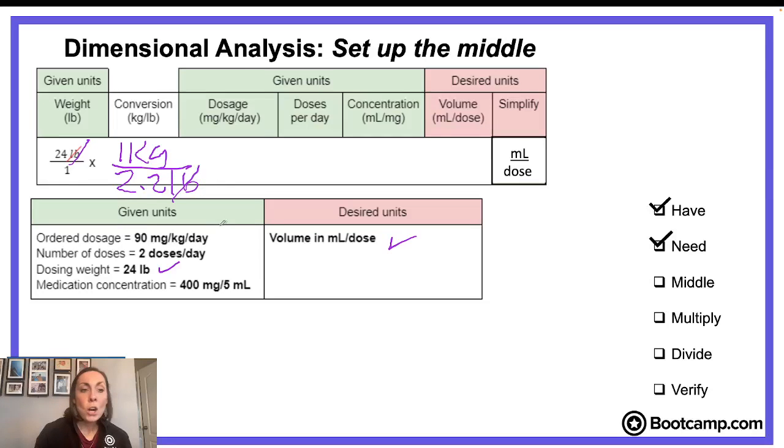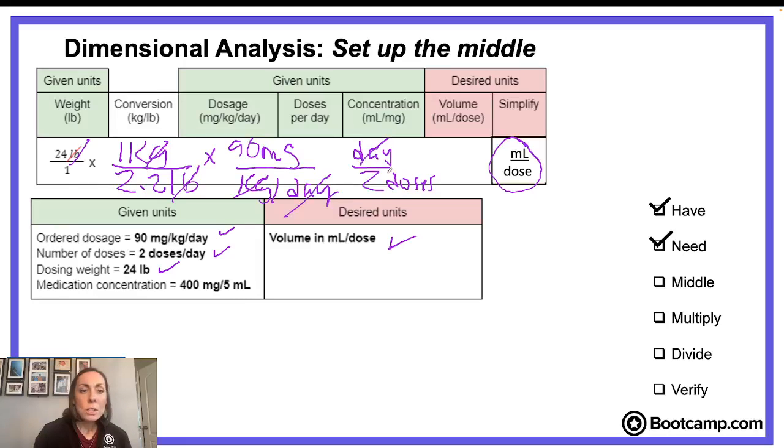Now we can take our ordered dosage, which is our 90 milligrams, and you're just going to put it over kilograms per day. You just put both of them at the bottom there. So now what do we cross off? Our kilograms, right? So we're left so far with milligrams per day. So still not quite where we need to get because we need to get to milliliters per dose. So next I can take my 2 doses per day, and I'm going to put my day where? On the top or the bottom? On the top, right? Because we need it to cross off. 2 doses. Okay. And then the last thing we can plug in is our medication concentration.